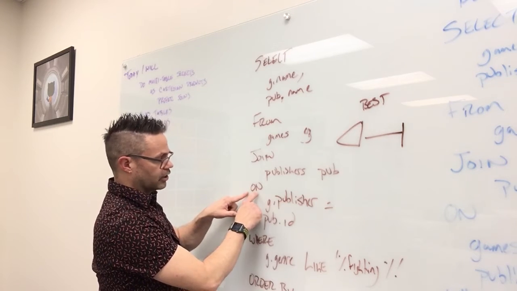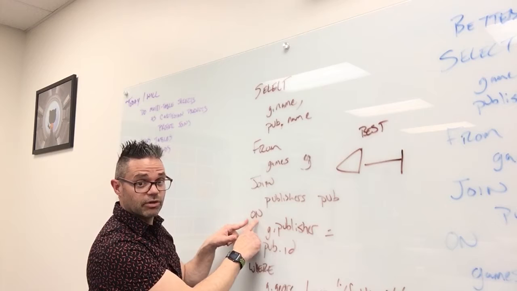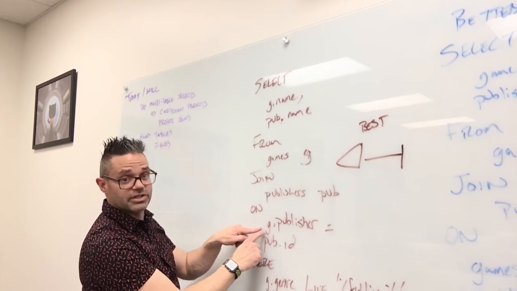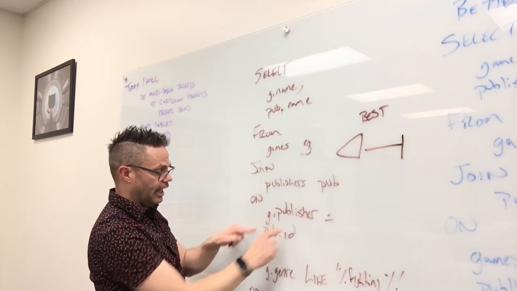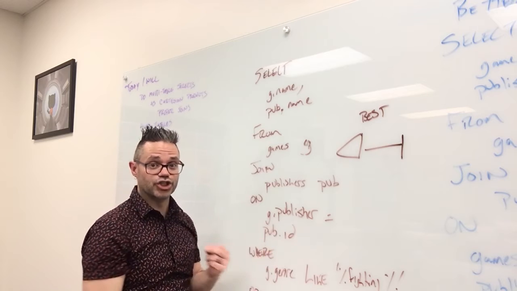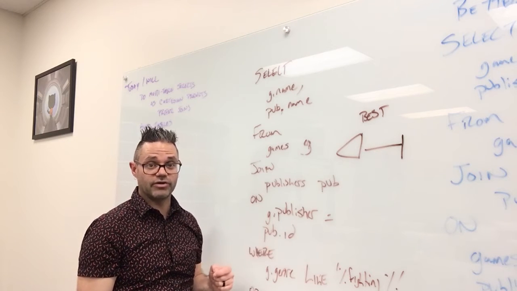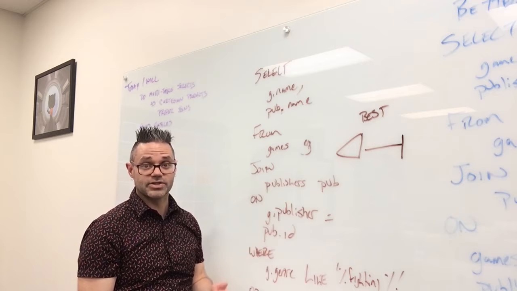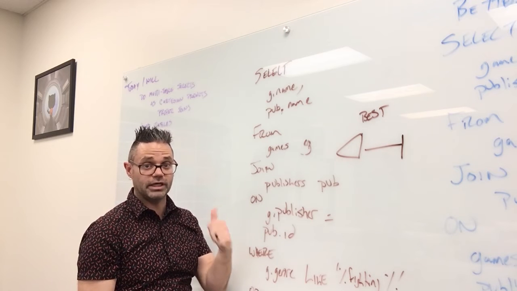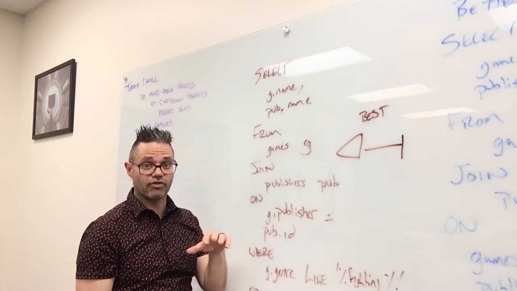And then I do the on clause. In my on clause, I still have the same logic itself, but instead of using the full name of the table, I have g.publisher and pub.id. And again, just like before, the order of the values inside the predicate doesn't matter. As long as I have a path from the foreign key to the primary key, as long as they're both there, we're good to go.